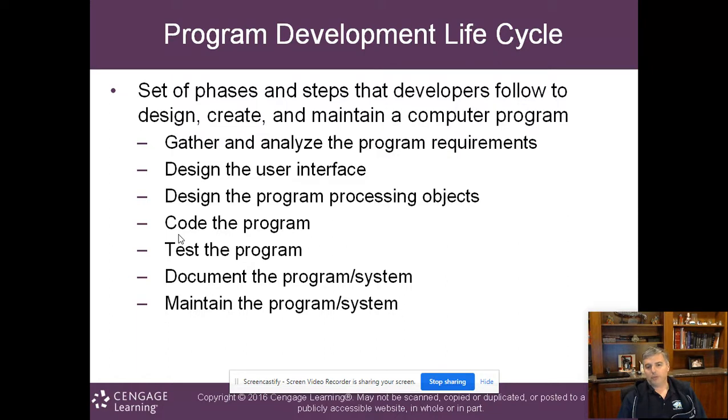So those are going to be the first two phases: gather requirements and design the user interface. That's what we're going to be covering in this chapter. Later on, we'll get into designing the program processing objects, coding, testing, documenting the program, and maintaining the program. So those are all the steps for the program development lifecycle. Sometimes they call it the system development lifecycle, or SDLC.